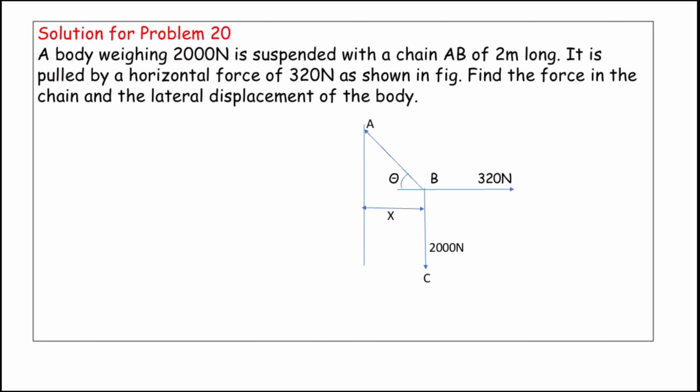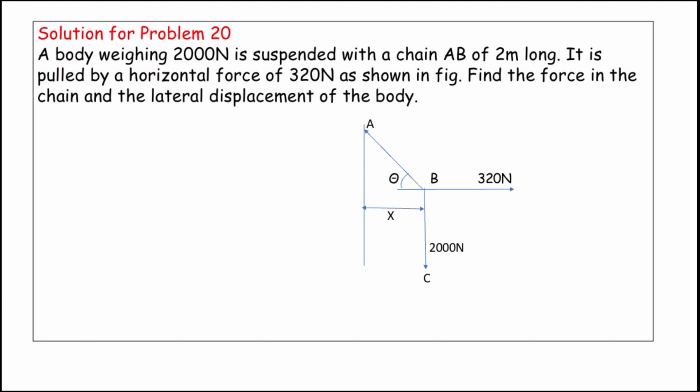Solution for problems 20. A body weighing 2000 Newton is suspended with a chain AB, which is 2 meter long. It is pulled by a horizontal force of 320 Newton, as shown in the figure. Find the force in the chain AB due to the body weight 2000 Newton and also the lateral displacement of the body from the wall due to the horizontal force 320 Newton.